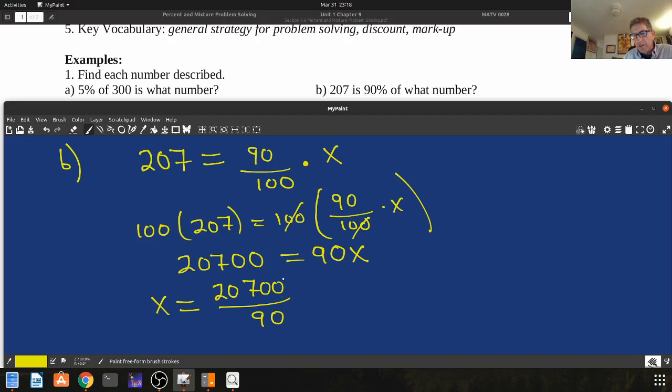But notice that when I have a numerator and a denominator that both end in zeros, I can just mark through those zeros. What allows me to do that? I'm really dividing the numerator by 10 and dividing the denominator by 10. Since I'm dividing the numerator and the denominator by the exact same number, I still get the same fraction. So that's equal to 2,070 divided by 9. And when you work that out, that gives us 230 for the value of x.